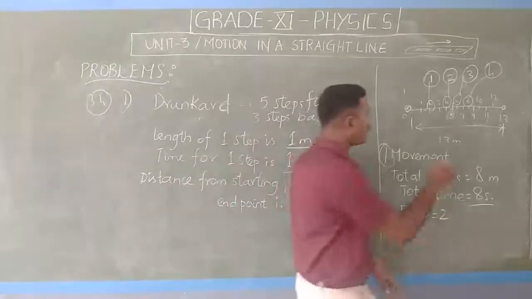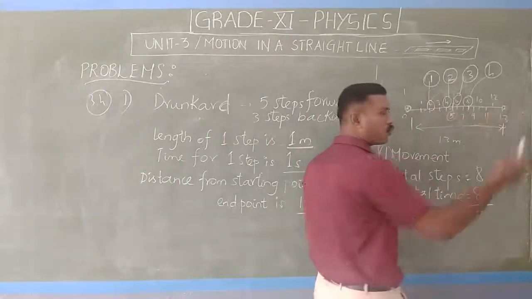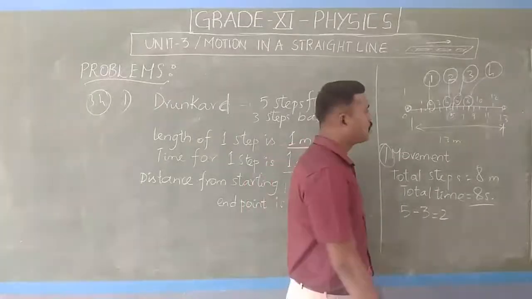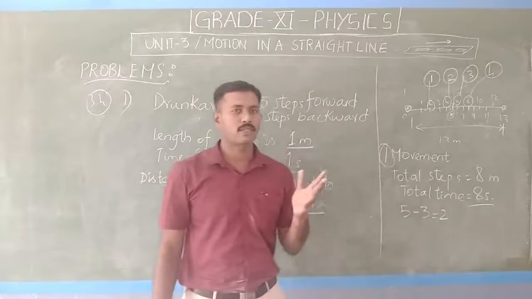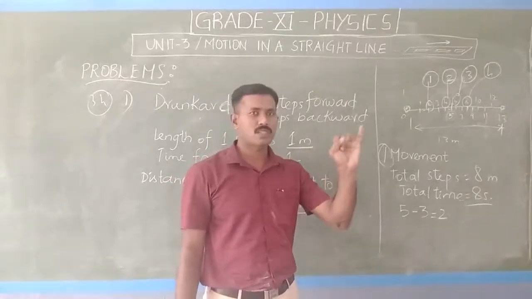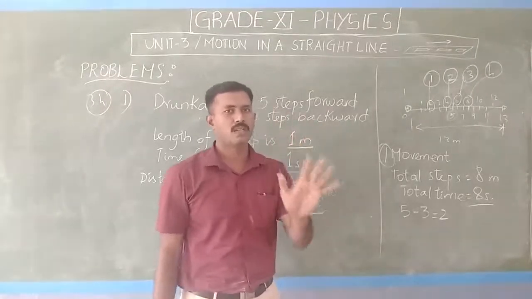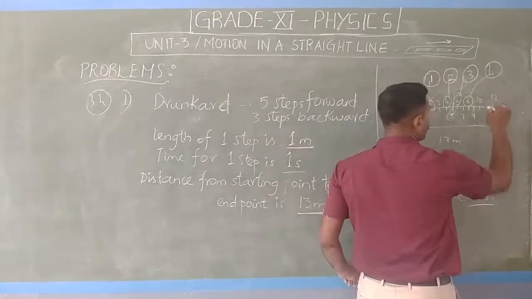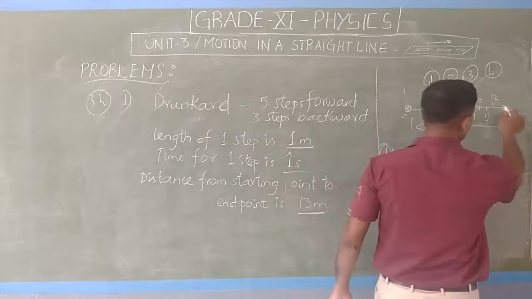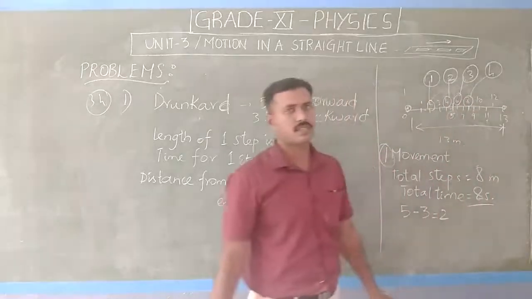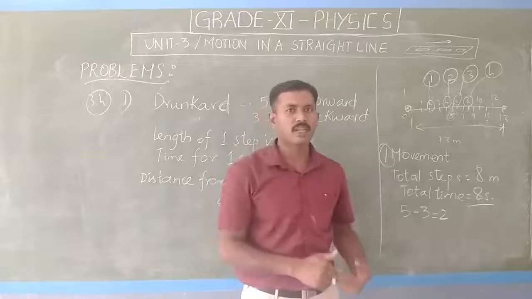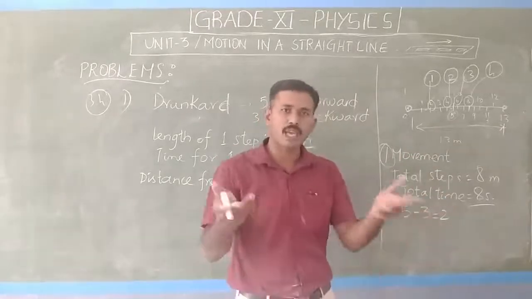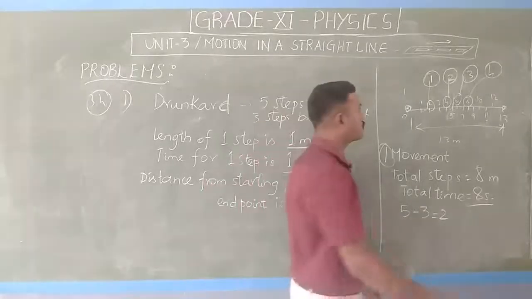From the point 8, if I go forward, how many steps is a forward step? 5 steps. 9, 10, 11, 12, 13. So we have attained the destination. There is no need of returning from 10. Reverse direction is not needed because I have reached the destination point.